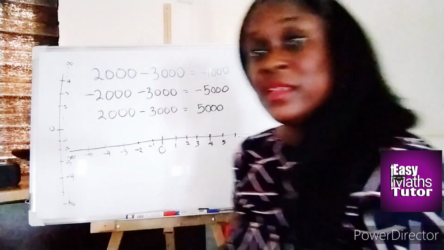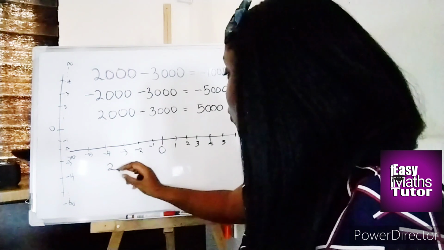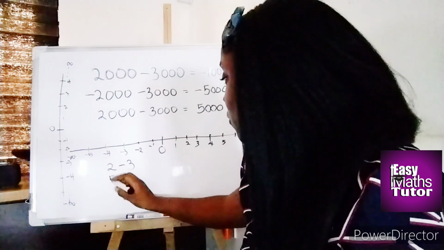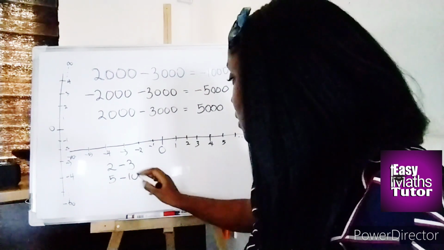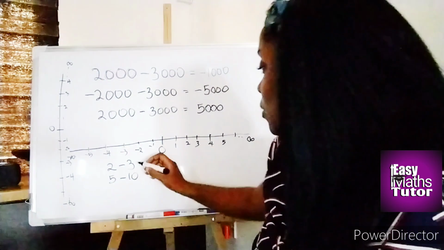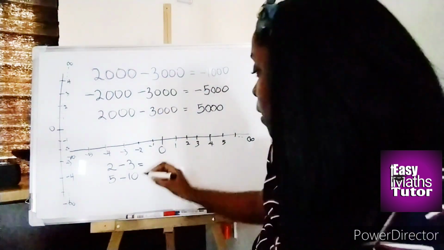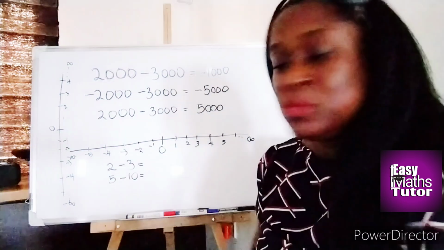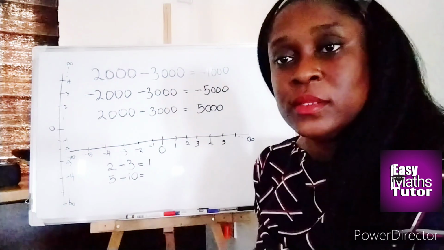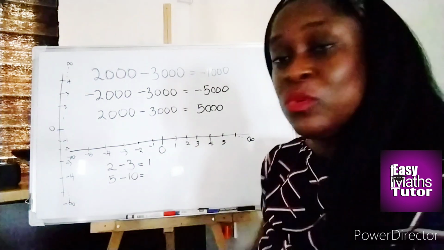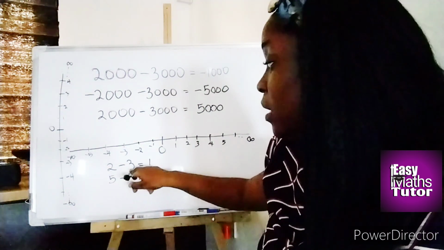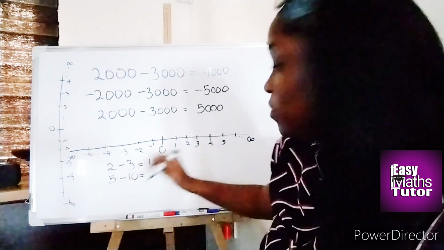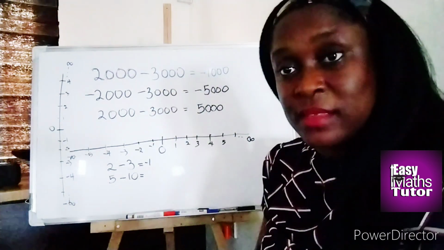So let's look for another example. Let's say 2 minus 3, okay? Or we say 5 minus 10, okay? So with this other method, we say 3 minus 2 will give you 1. But 3 is the greatest number in this function and it is negative. So the answer will be negative.